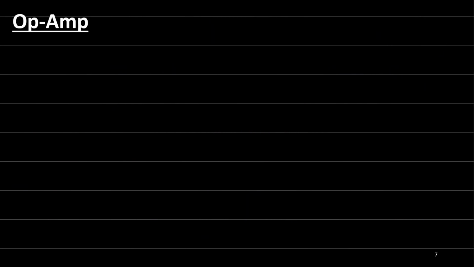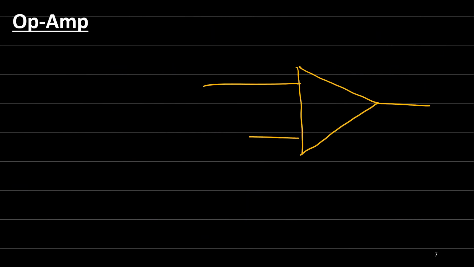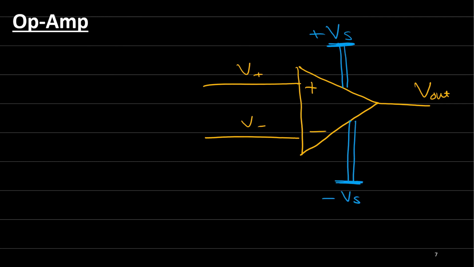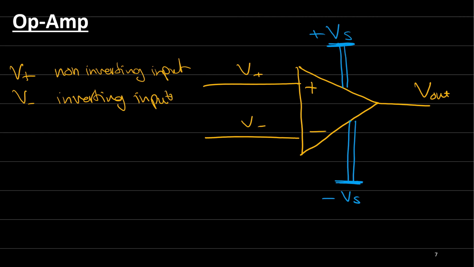Coming back to the operational amplifier, as we said, this amplifier has a non-inverting and an inverting input. We have the output, and also we have the voltage source, positive and negative. So let's set some terminology here. V plus is the non-inverting input. V minus is the inverting input. And these are the signals that we are hoping to magnify or amplify within the amplifier. And this is the output, that is the amplified signal.